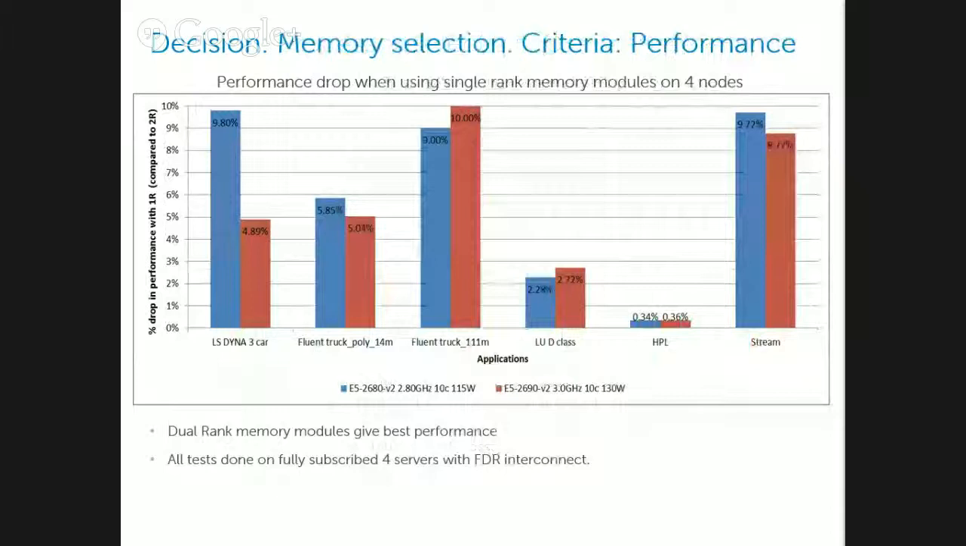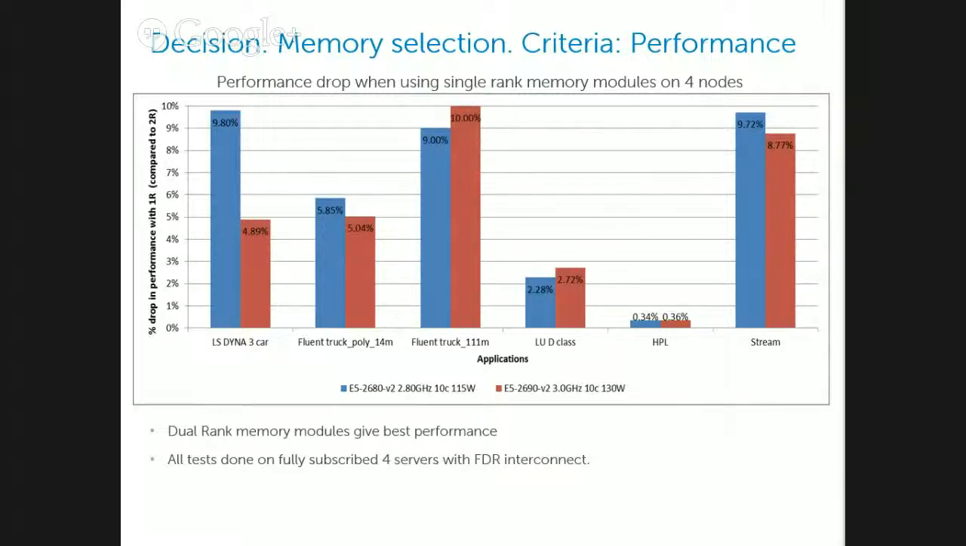So, once we decide on the processor and the number of cores and power consumption level, even the bins that you choose make a difference on the performance level. In this particular study, we examined two different processors, but we varied the type of bins. It's the single rank bins versus dual rank bins. So this shows the percentage of performance drop with single rank bins.